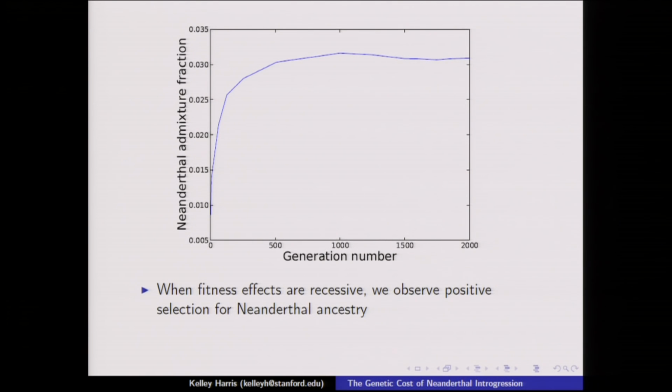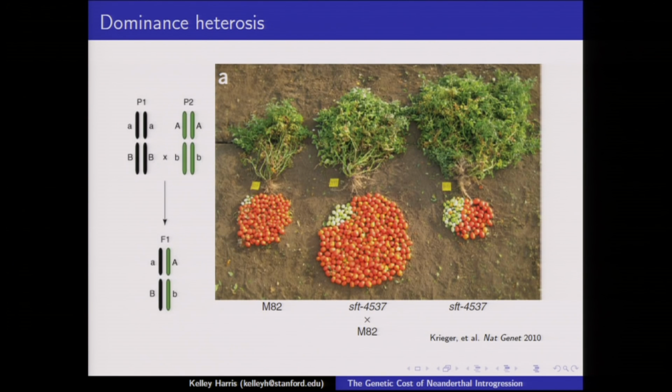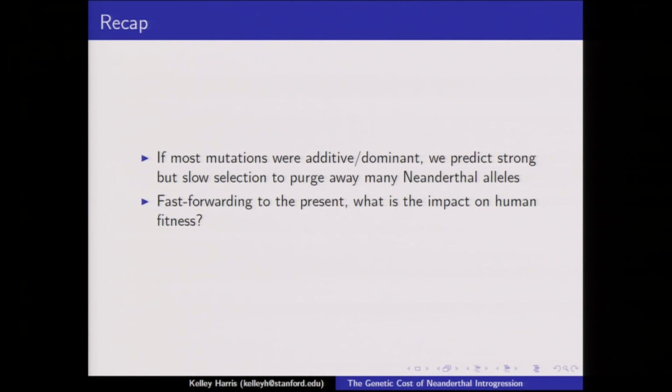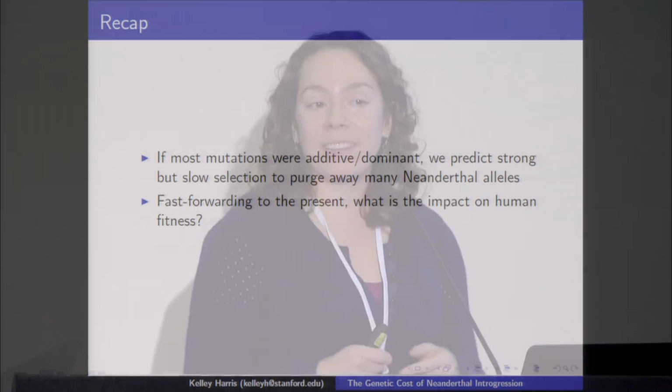Interestingly, a different picture happens if most of the mutations are recessive, where you actually appear to get positive selection for Neanderthal DNA just because humans and Neanderthals would have had different damaging variants that get masked. And so this is an example of dominance heterosis, which is known to occur in quite a few species, especially crops, like is shown here. And so just to recap, if most mutations were additive or dominant, we would have had selection against Neanderthal DNA explaining why you observe few of these variants near genes.